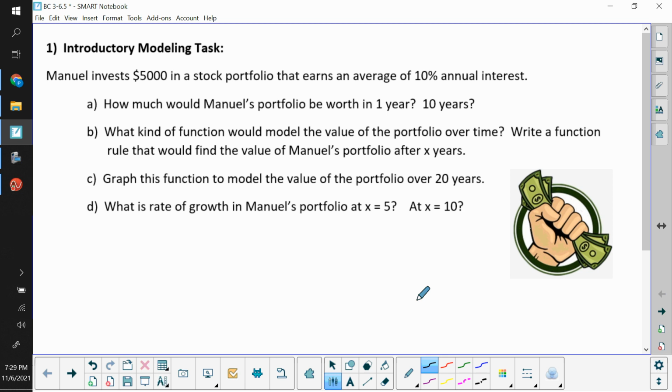This is in your white notes packet. See if you can flip through and find where it says 3-6.5. And today is essentially going to be a discovery day. We're going to discover some stuff about exponential functions and their slopes.